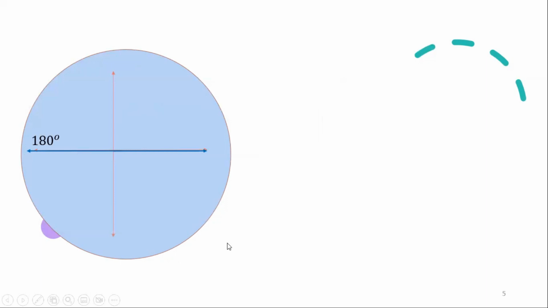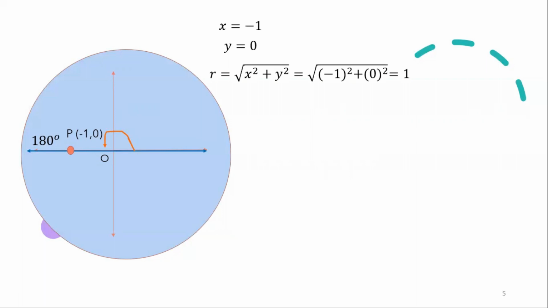Next angle is the 180-degree angle, still in standard position, rotating counterclockwise. Consider a point P on the terminal side of the angle, where the coordinates are (-1, 0). So x is -1, y is 0, so r is equal to 1. Take note, r is always positive.